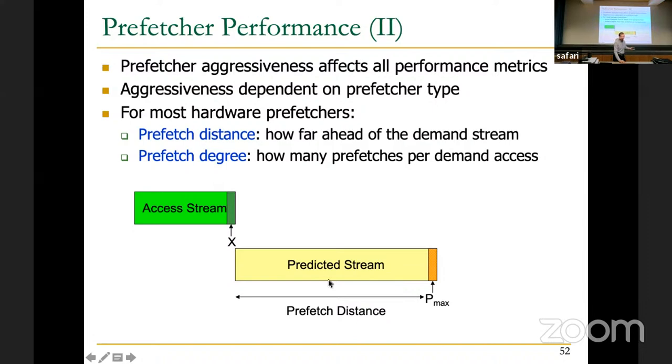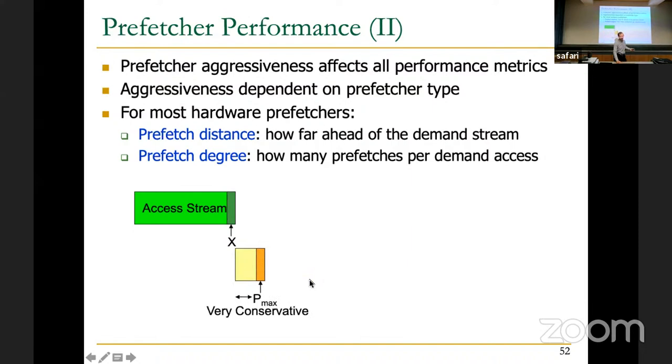Again, it depends on the prefetcher, right? This could be a stream prefetcher. In this case, it's really the number of cache blocks. It could be a stride prefetcher. It's really the number of accesses, right? And then there's a P max over here. So this is an aggressive prefetcher, for example. This is a very conservative prefetcher. It stays just a little bit ahead of the demand stream. Okay, there could be a middle of the road prefetcher also.